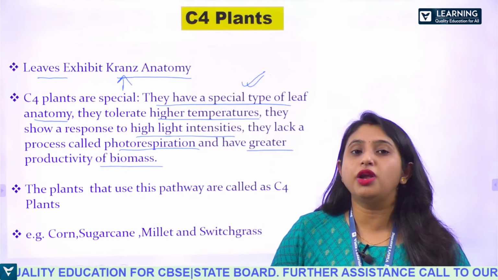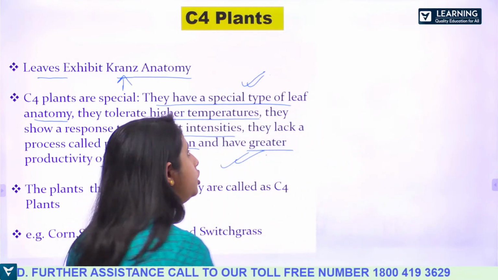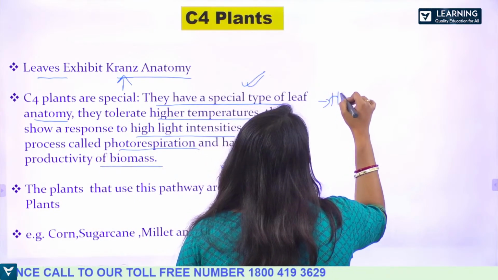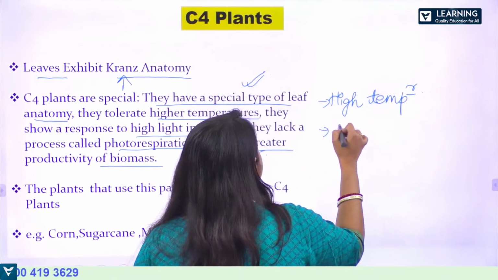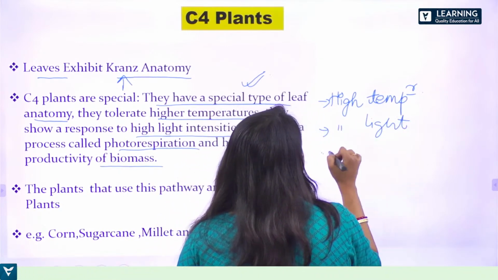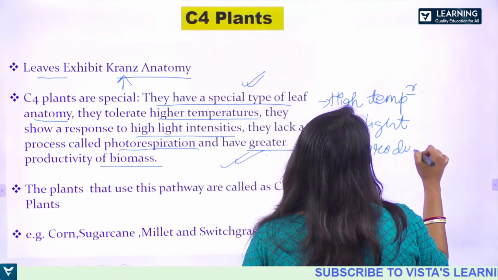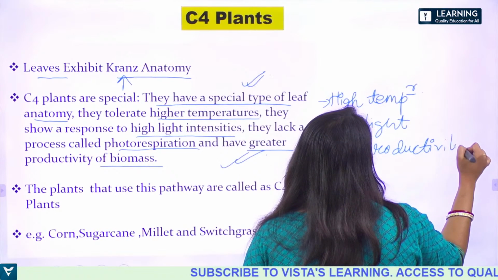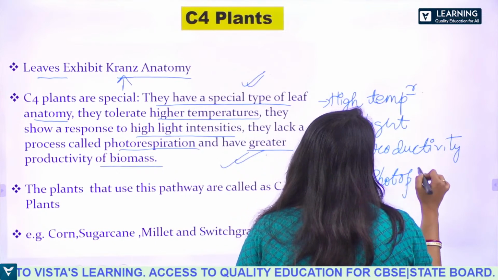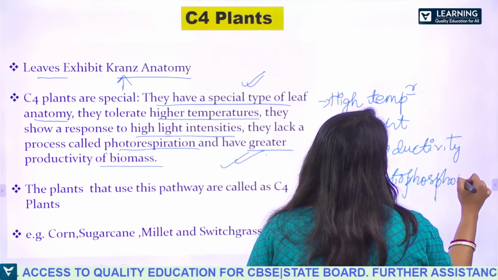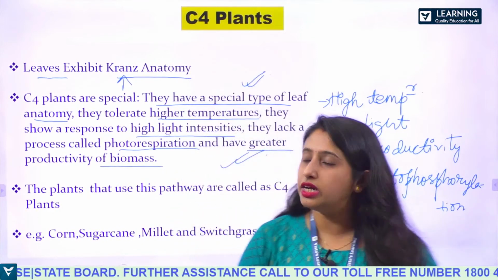That's why the C4 plants are called special. They can tolerate high temperature, they can tolerate high light, and they have high productivity of biomass. So there is no photorespiration in the C4 plants, and that's why these plants are special.